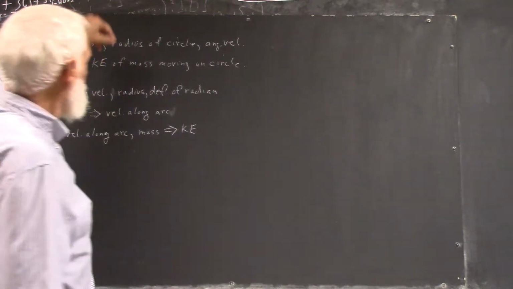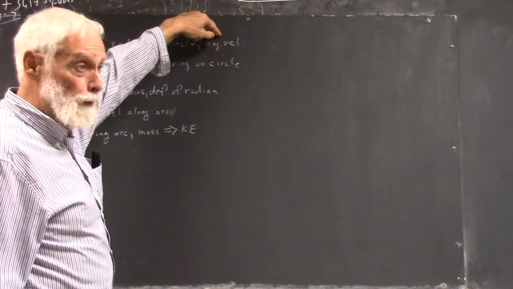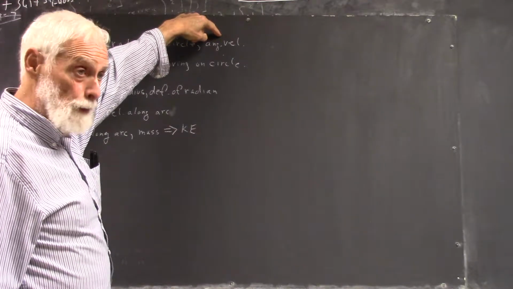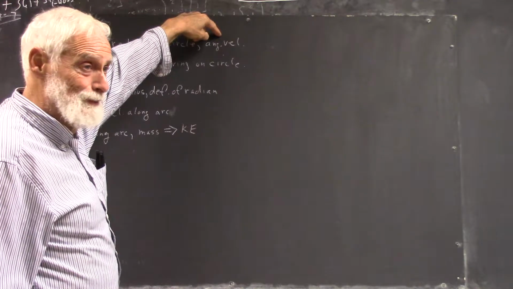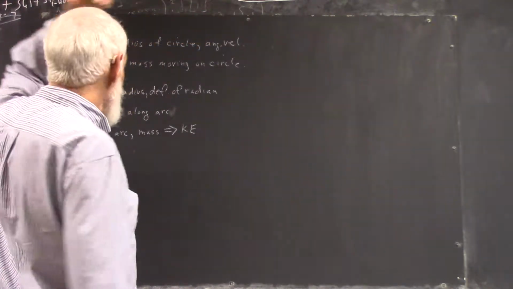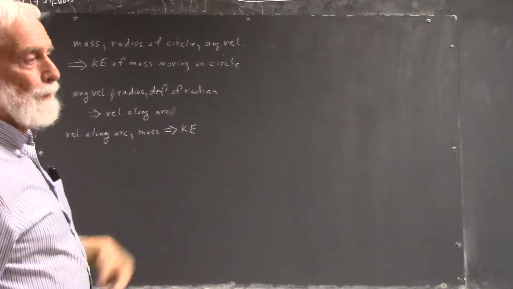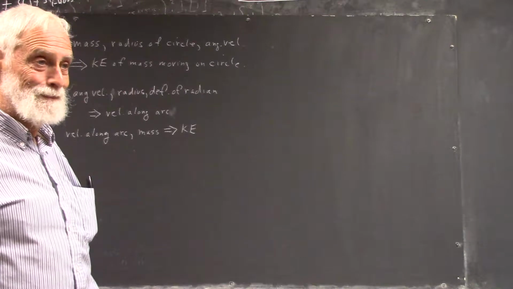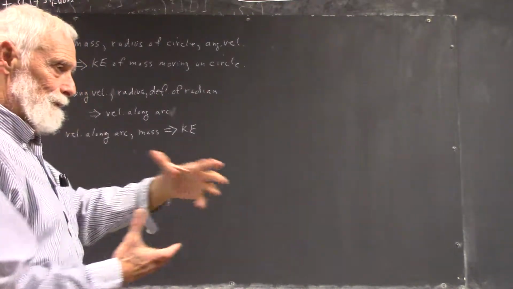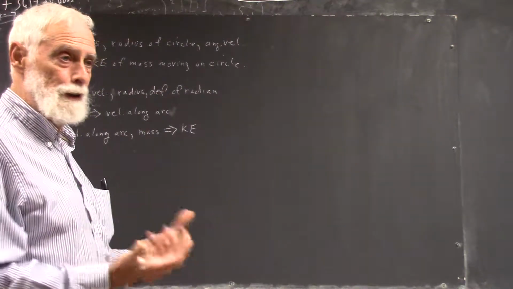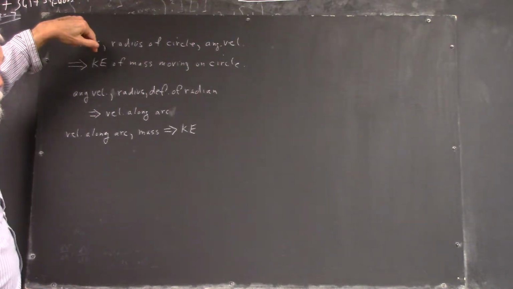If we have a known mass, the radius of the circle around which it's moving, and its angular velocity, we can figure out its kinetic energy. There's a formula for that, but you don't know what moment of inertia is, so you can't use it. What we're really doing is trying to motivate moment of inertia.